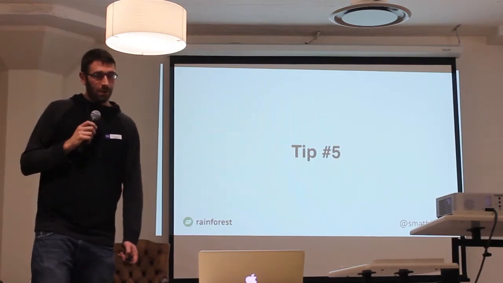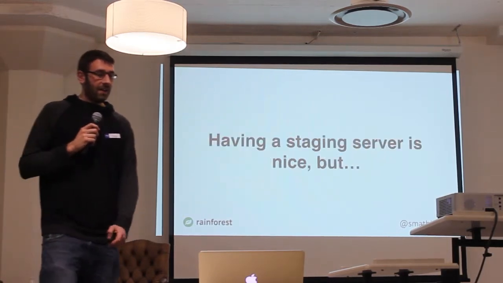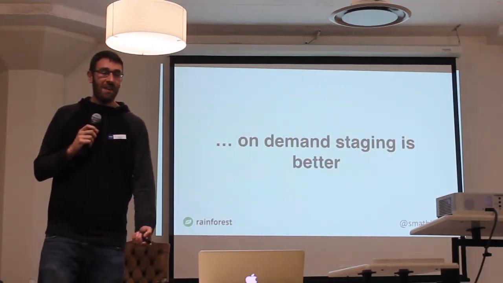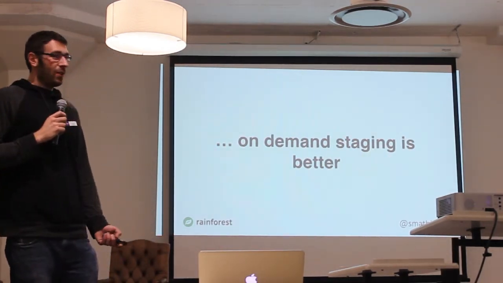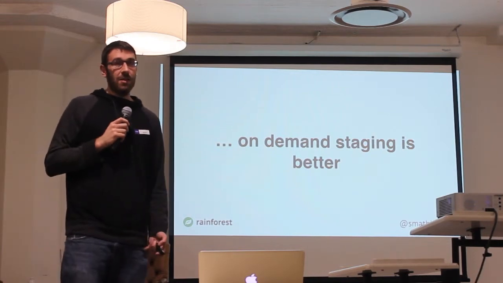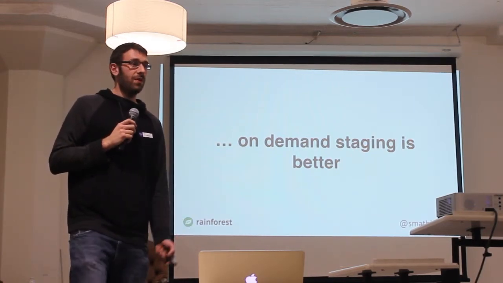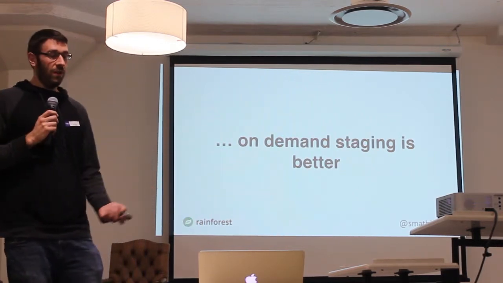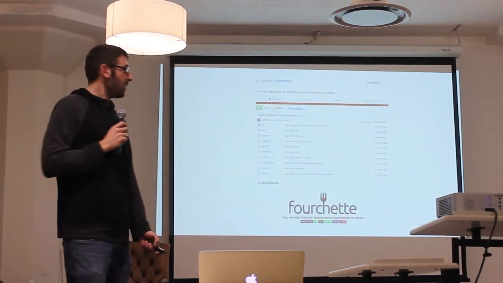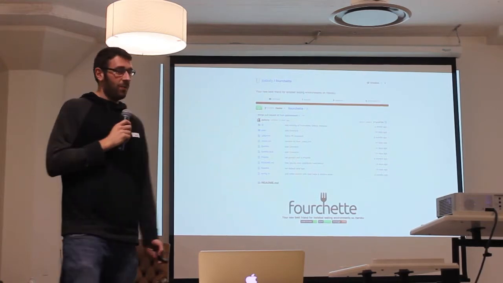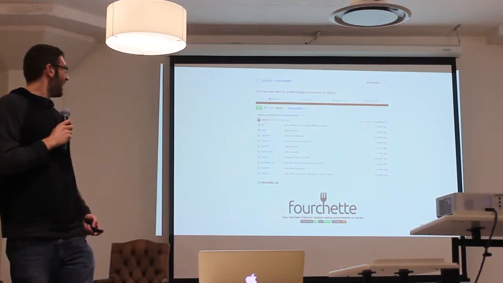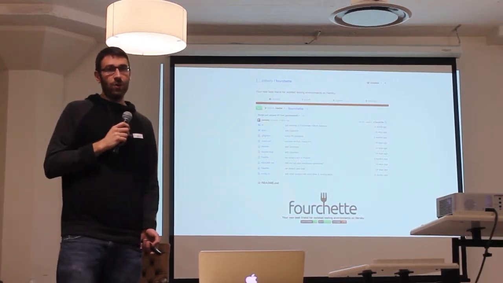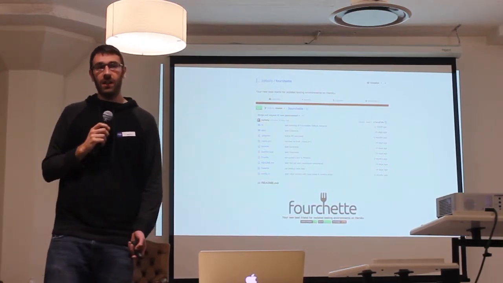Something a little more fun now. Having a staging server is nice, but what would be much better is if you could have an on-demand staging server, so that if you have 5 developers, they each get their own staging server. Something that we've built internally at Rainforest, called Fourchette, which means fork in French, is basically a tool that will create you a new Heroku environment for each pull request you make.